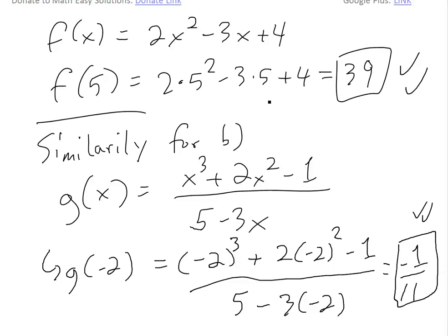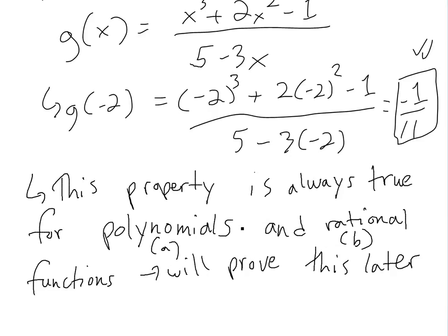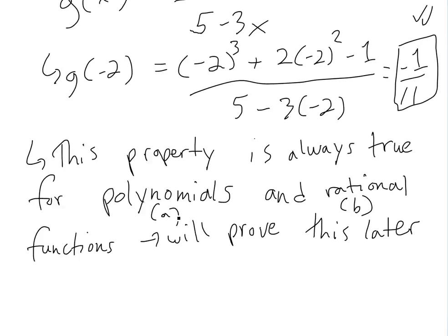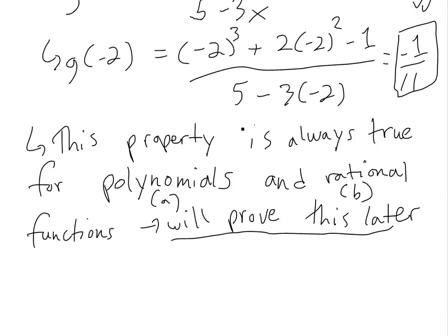The reason we can do this is that part A was a polynomial, and part B a rational function, so they are continuous functions. This property that we just showed, directly substituting, is always true for polynomials, which was the equation in part A, and rational functions, which is the equation in part B. I will prove this later, but you can see that just applying the limit laws, we get a direct substitution property here.